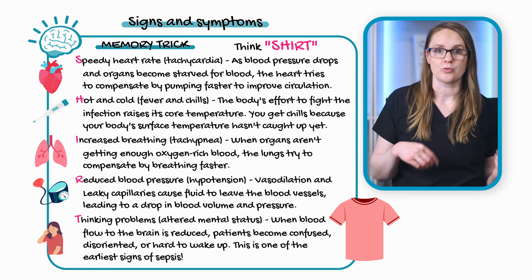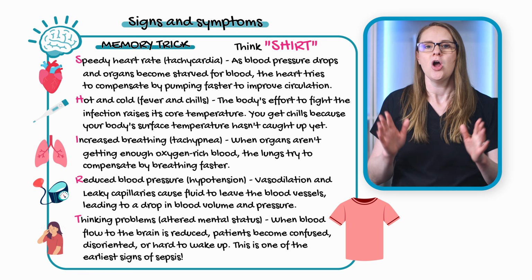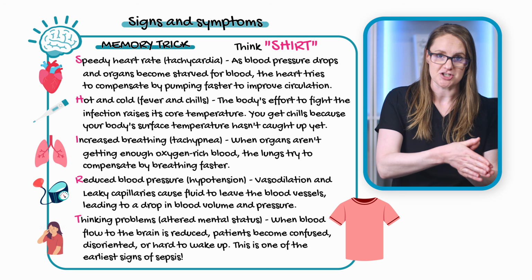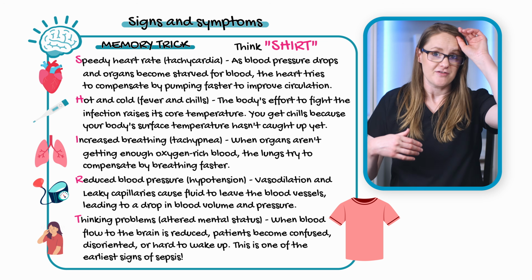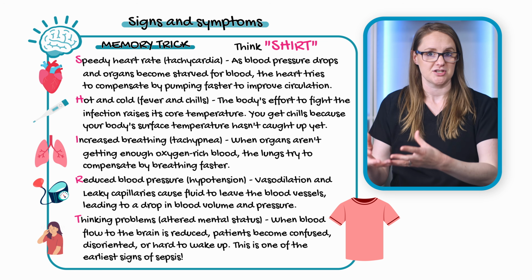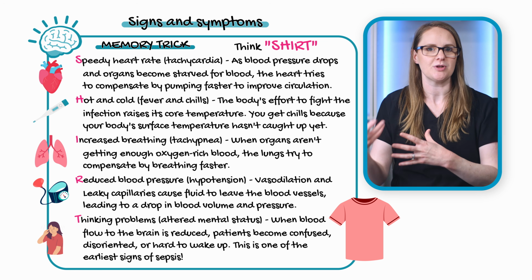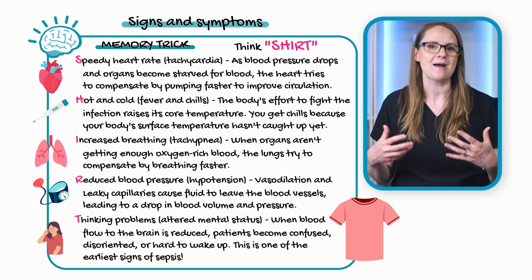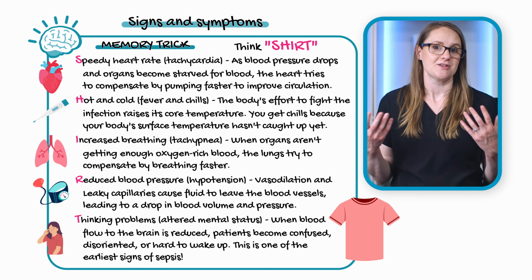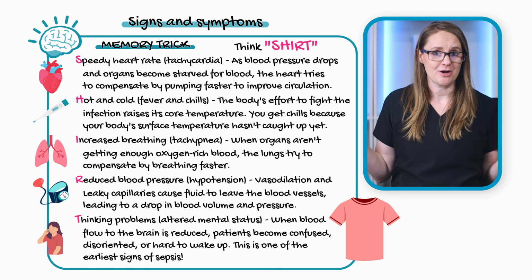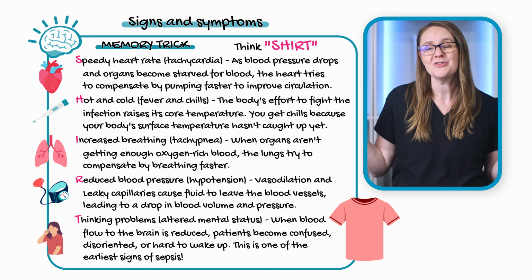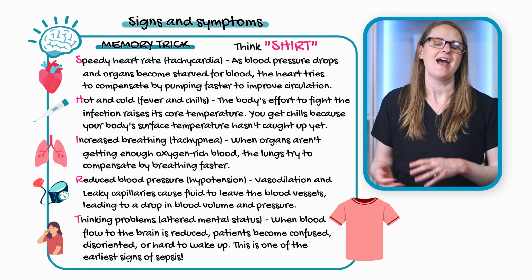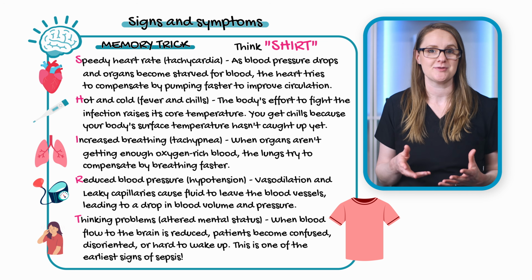And then increased breathing. So this is tachypnea, okay? Remember, blood carries oxygen, right? So if the organs are not getting enough oxygen-rich blood, then the lungs try to compensate by breathing faster to get more oxygen into the body. So the lungs are like, hey, maybe if I work overtime, I can fix this. They're really trying their best. And then reduced blood pressure or hypotension.